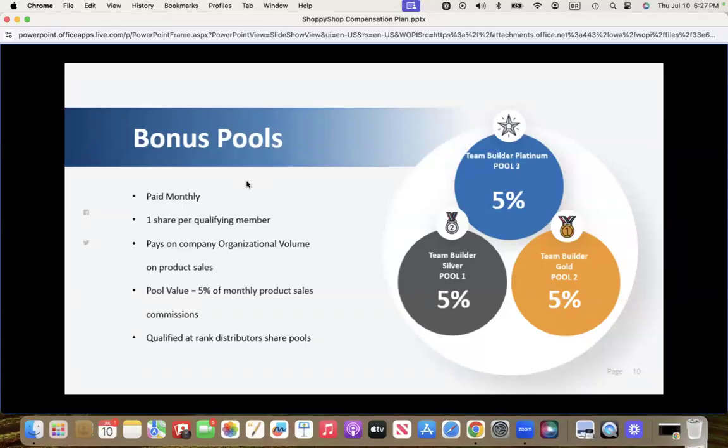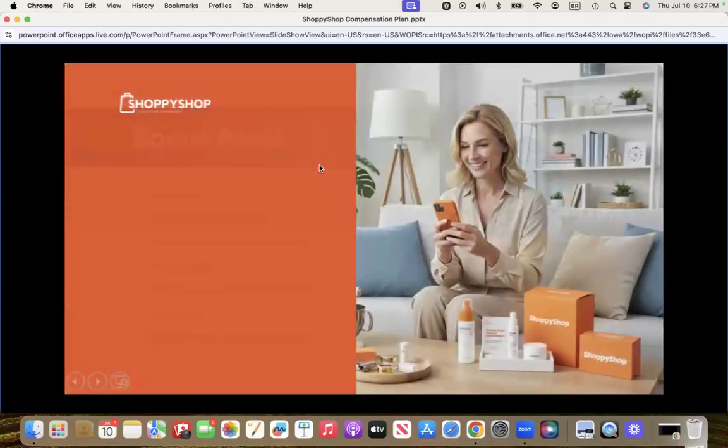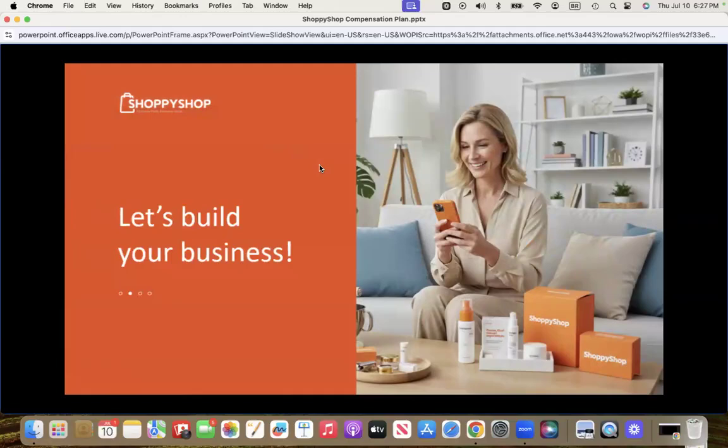All right, a couple other things. Qualified at rank, distributors share the pools. I just talked about that. I just wanted to read the slides to make sure I was hitting everything. Next slide, please. Okay, that's it. That's our compensation plan. It's really simple to explain. I know I went into detail about a bunch of things, but I really wanted to point out a little more in depth how these bonuses work.